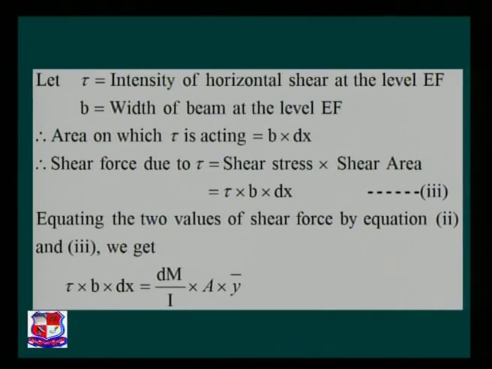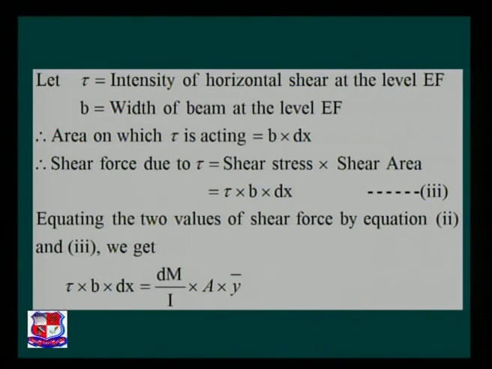So let tau, the new term, be the intensity of the horizontal shear at the level of EF. B is the width of the beam at the level EF. Area on which the tau is acting is B into dx. Shear force due to tau is the shear stress multiplied by shear area. The shear stress is nothing but the tau. Shear area is nothing but B into dx, that is the hatched area.